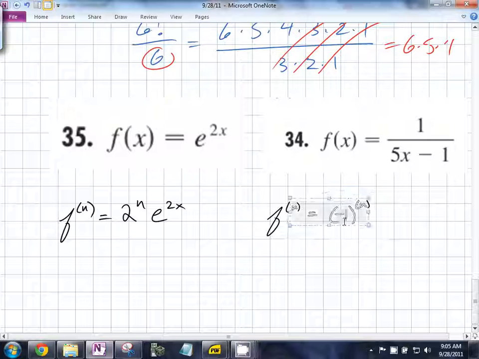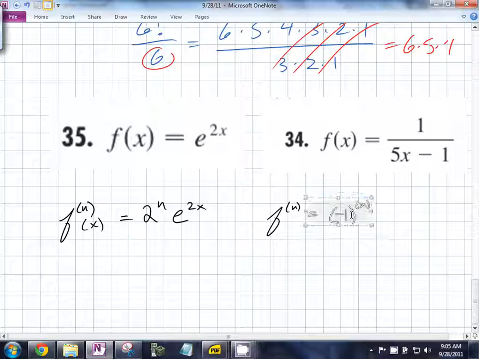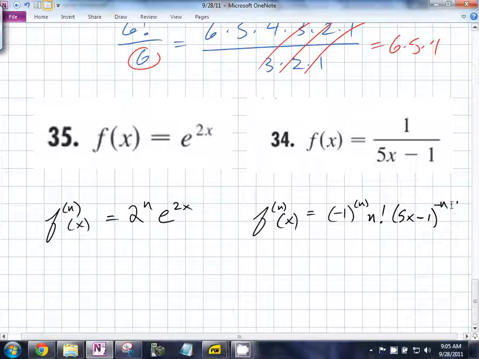Times what? Times n factorial. Okay, yep. Times 5x minus 1 to the negative n minus 1. Negative n what? Times 5 to the n. Taking out a 5 every time, too. Yeah, good job. Times 5 to the n. So I'll put this so it's clean.